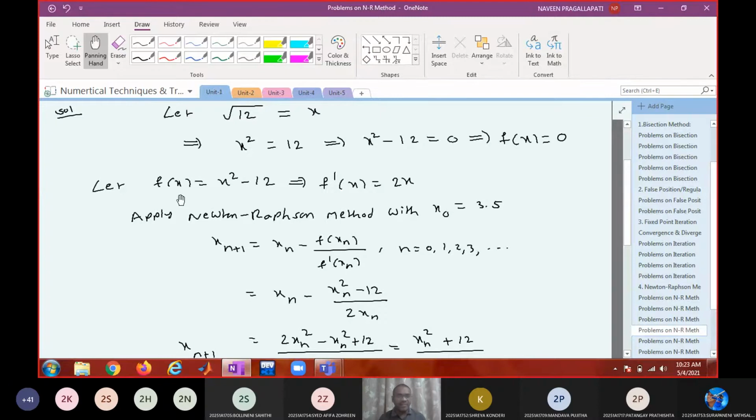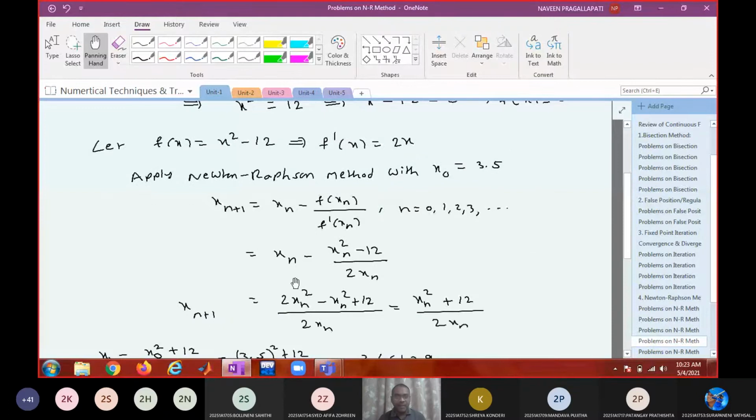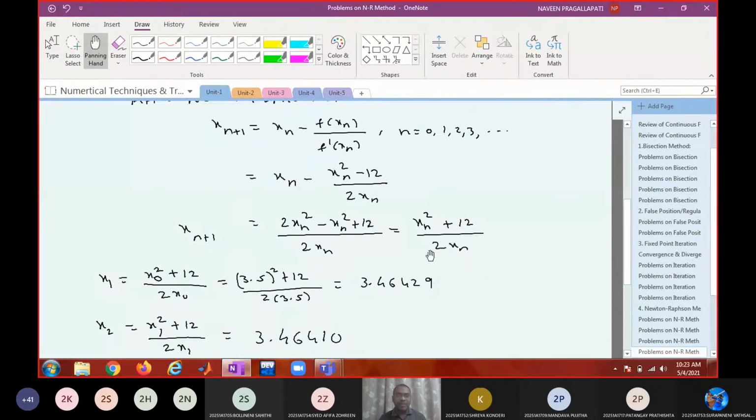What is f of xn? When this is f of x, f of xn is xn square minus 12. f dash of xn will be 2 into xn. So I made the simplification: 2xn square minus xn square plus 12 by 2xn. 2xn square minus xn square is xn square plus 12 by 2xn. So you can use this as a formula to compute the successive approximations. Instead of doing it the other way, it may be easier to apply this formula. So this is an iterative formula to compute root 12.